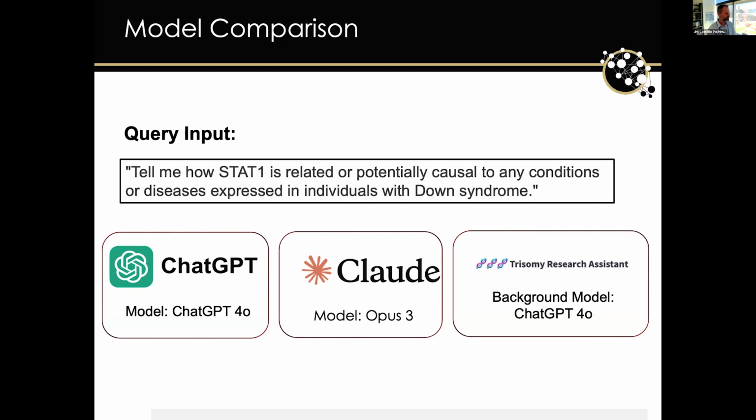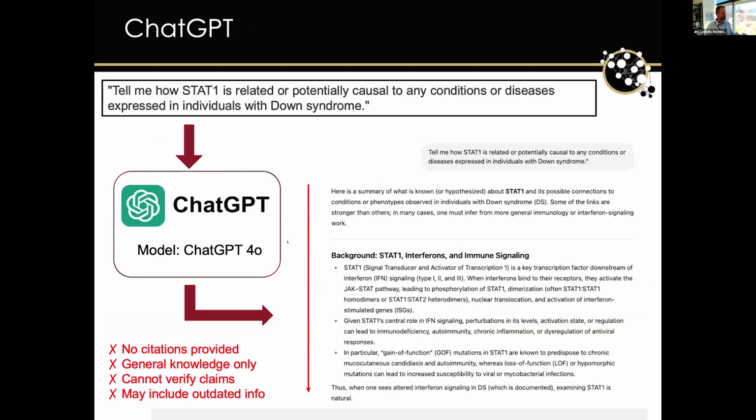We're going to look at 3 different versions. So we'll look at ChatGPT first. If we look at the response from ChatGPT, it says, okay, here's a summary on how STAT1 is hypothetically connected. It talks about the background of STAT1, interferons, and immune signaling. Yes, this is good information. STAT1 is related to interferon signaling, JAK-STAT signaling, immunodeficiencies, autoimmune-related conditions, et cetera. But ultimately, this isn't very specific to its function in Down syndrome.